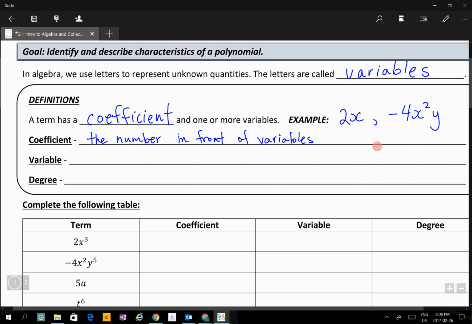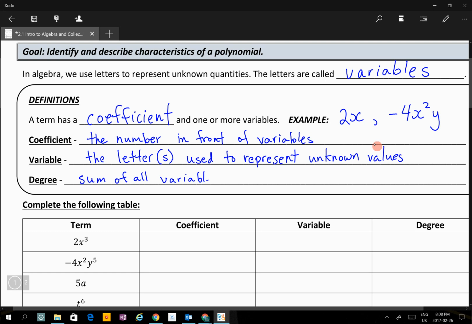The variable is the letter or letters used to represent unknown values. Okay, unknown or even changing values. And the degree is the sum of all variable exponents in a term.